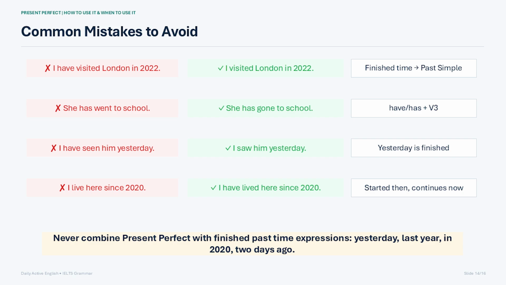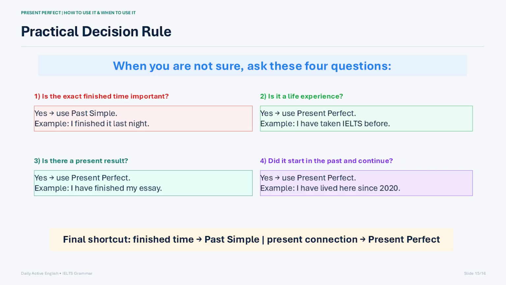A simple rule can help you. Do not use the present perfect with finished past time expressions like yesterday, last year, in 2020, or 2 days ago. When you are not sure whether to use the present perfect, ask yourself 4 questions. Question 1. Is the exact past time important? If yes, use the past simple. Question 2. Is this a life experience? If yes, use the present perfect. Question 3. Is there a present result? If yes, use the present perfect. Question 4. Did the situation start in the past and continue until now? If yes, use the present perfect.